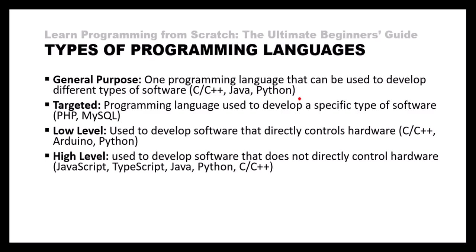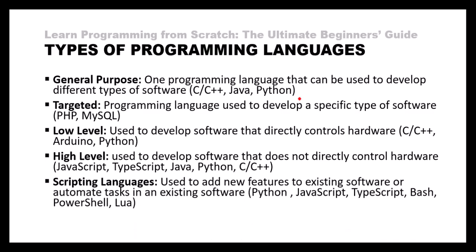An example of a high-level programming language would be JavaScript, it would be Java, it would be Python, it would be C and C++. Okay, I know that you can see that some programming languages belong to more than one category, but I'll explain that at the end. Another category you should be aware of for programming languages is called the scripting languages.